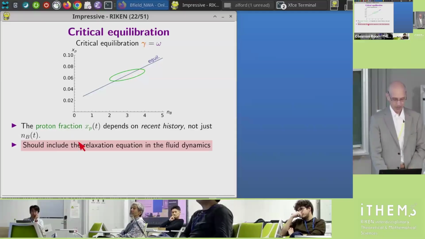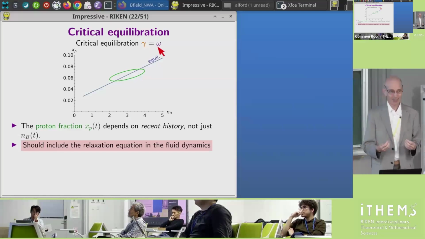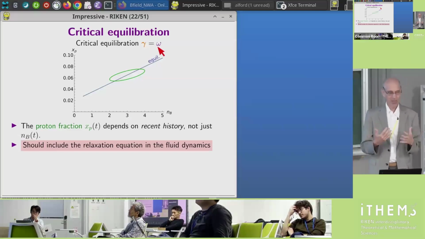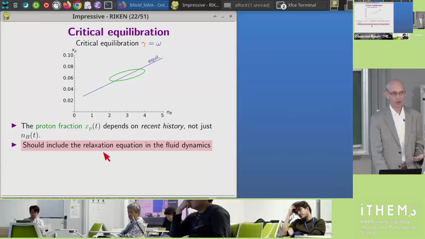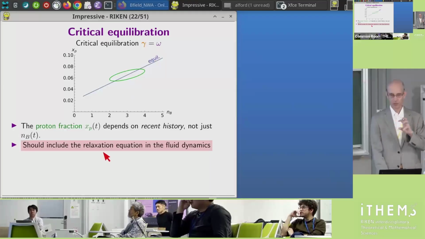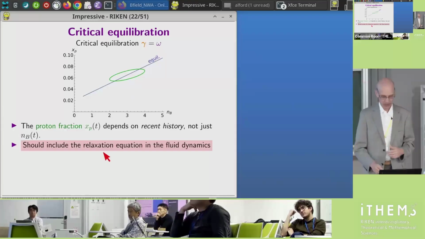So when you're in this regime where the relaxation rate of some quantity, in this case the proton fraction, is comparable to the time scale of the applied deviation from equilibrium, then you have to include this relaxation equation in the fluid dynamics. So you can track each fluid element and work out what its proton fraction is at each moment based on what it's doing now and its recent history.